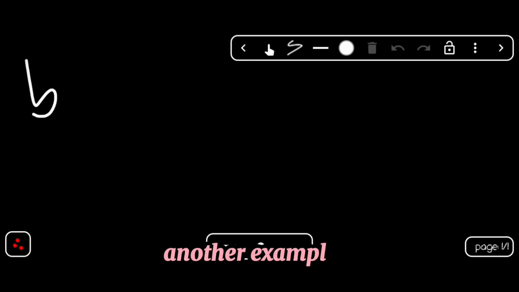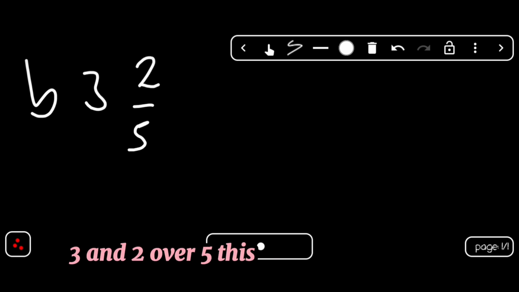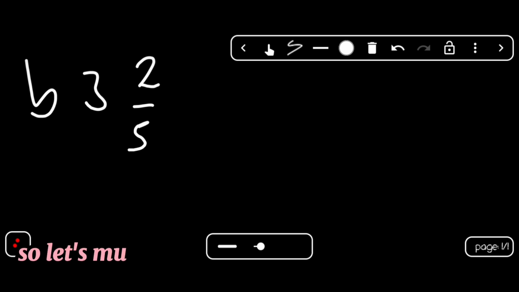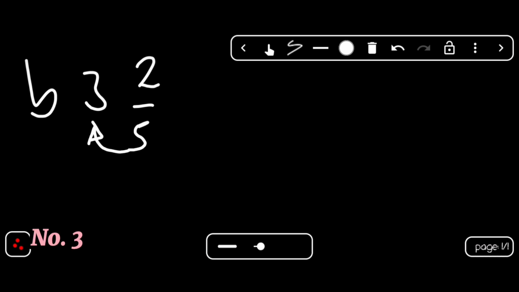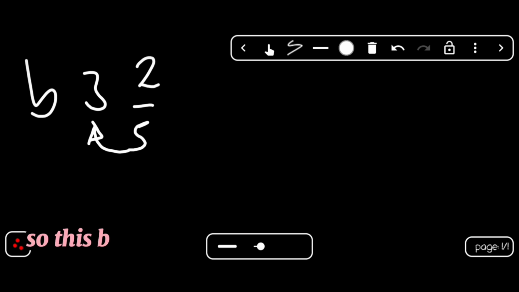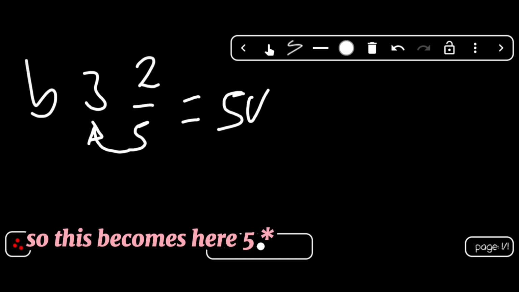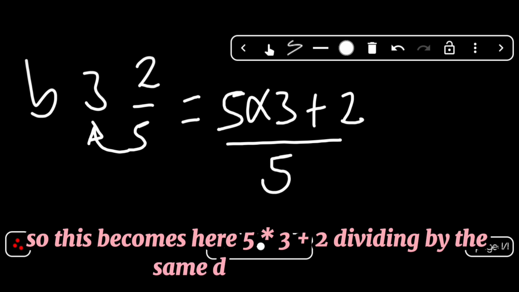Another example, B, 3 and 2 over 5. This is a mixed fraction. So let's multiply the denominator by this whole number 3 and add the numerator of this mixed number. So this becomes 5 times 3 plus 2, divided by the same denominator 5.